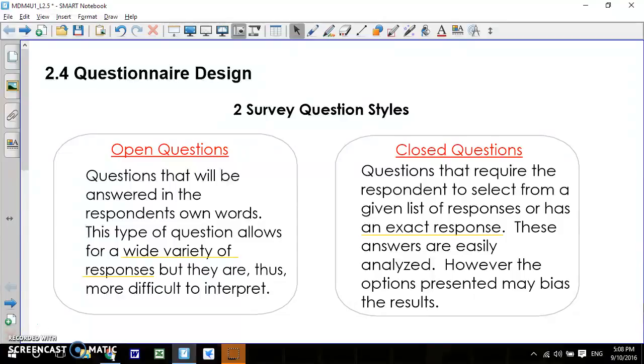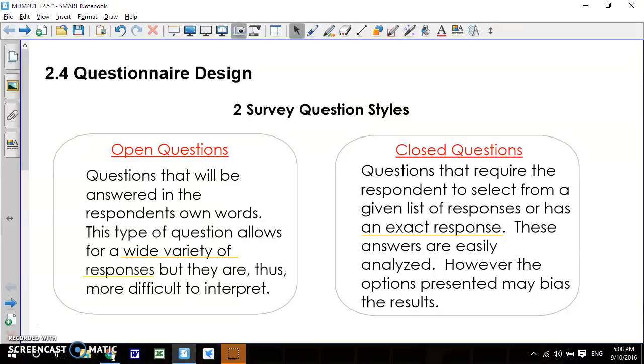As you're aware, when you're given a survey, you will notice that there are questions that ask for your, say, name, age, personal information, and these questions ask for very specific or exact answers. So these types of questions are known as closed questions because you will be giving a relatively short and an exact response. And these answers are easily analyzed, but because of the simplicity of these answers, the options presented may present bias, which we'll talk about later.